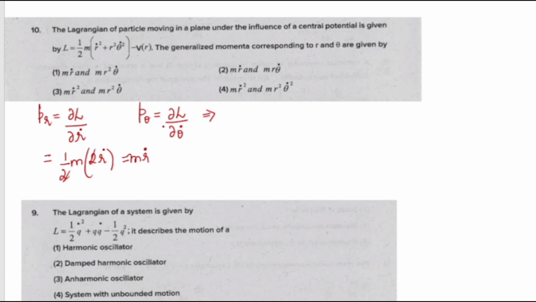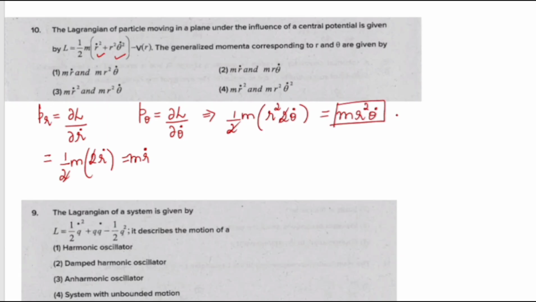Next, p theta. For p theta, we need to differentiate with respect to theta dot. So half m will remain outside, and in the first term we have r theta dot square, so there is no dependence on theta dot. In the second term we have a theta dot dependence. Here r remains a constant because it is a partial derivative. So differentiating theta dot square gives 2 times theta dot. The 2 gets cancelled, so my answer will be m r square theta dot.